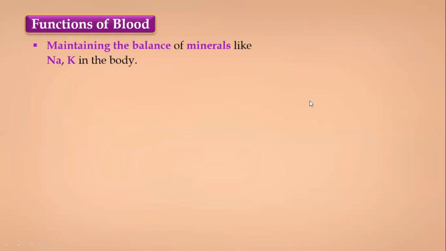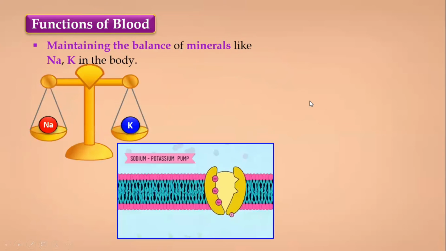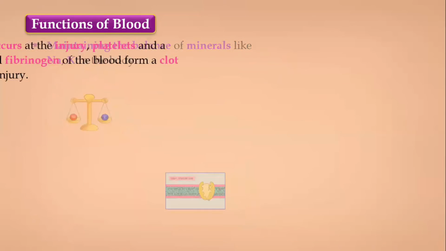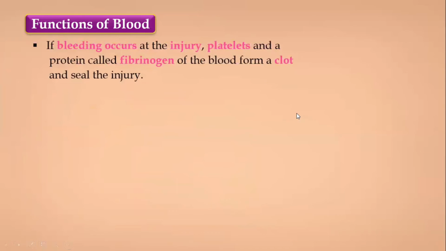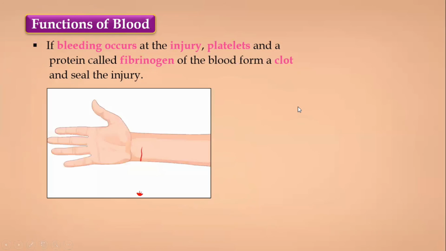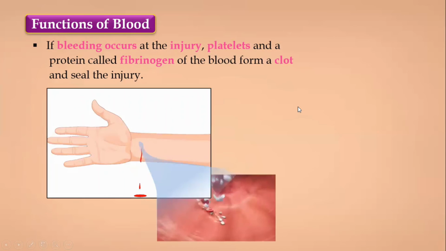Blood also maintains the balance of minerals. Potassium, sodium, calcium, all these have to be in perfect balance. So blood does that. If we get an injury, platelets and a protein called fibrinogen, as we said before, form a clot and seal the injury automatically.